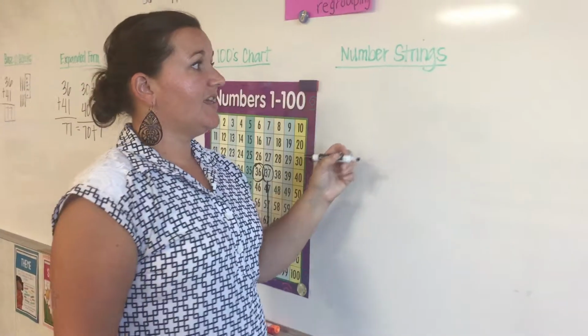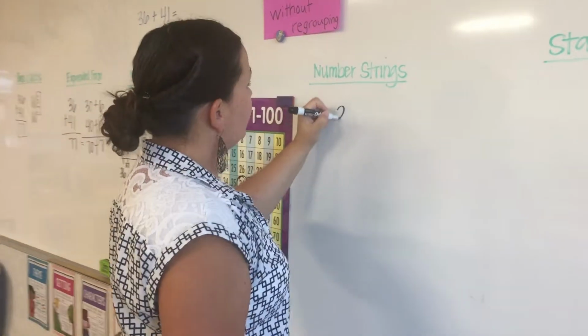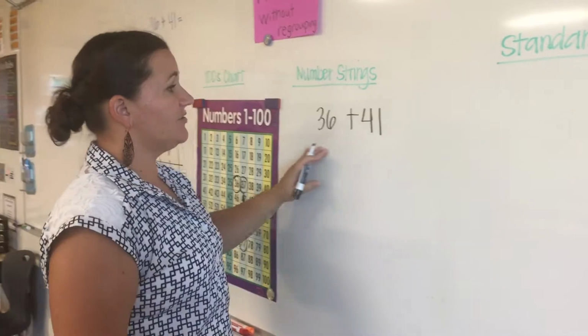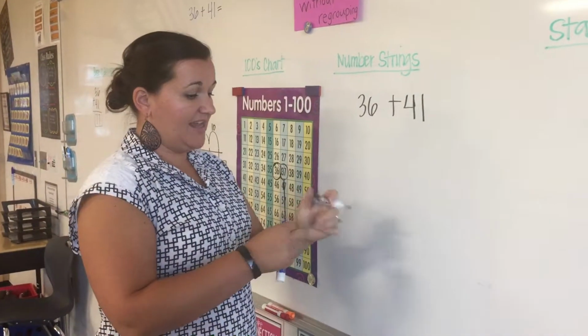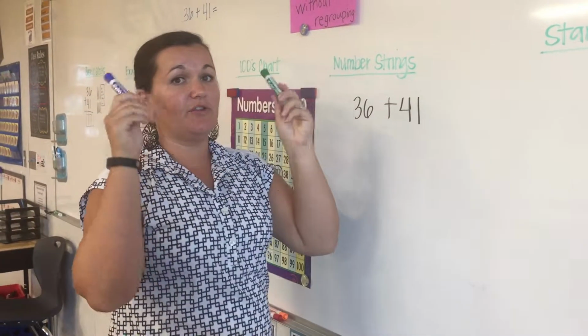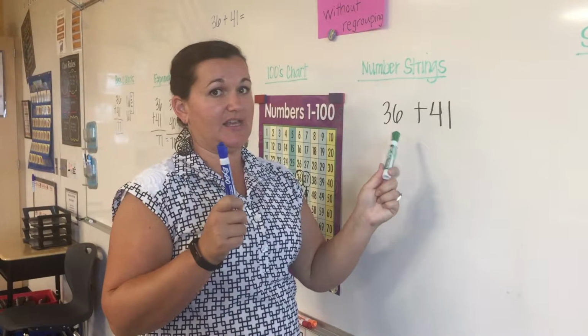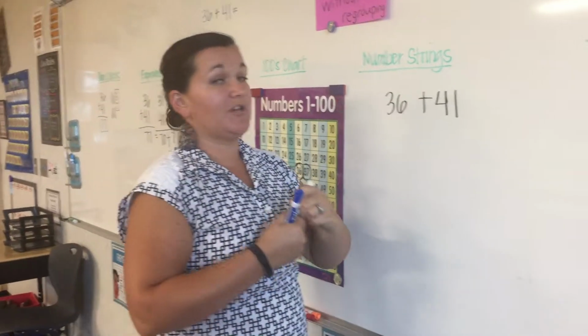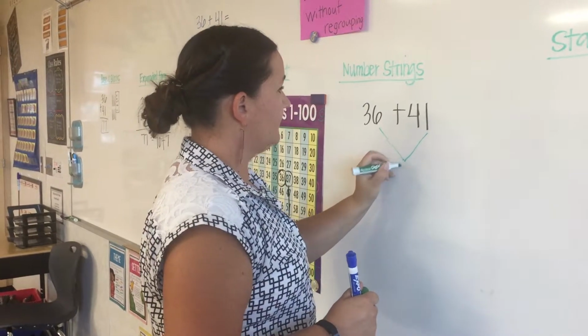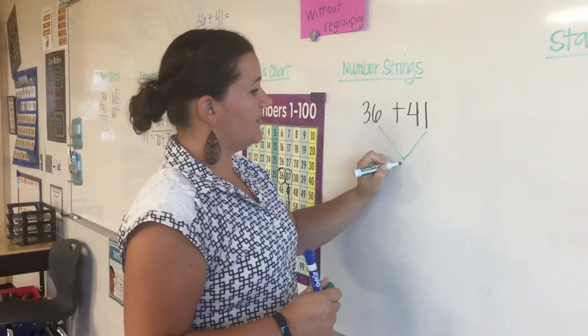Number strings. Lots of kids like number strings. When I use number strings, I like to write it out across. And then I like to use colors to help me keep track of my 1s and 10s in this case. So I'm going to connect. I'm going to start with my 1s, and I'm going to connect my 1s together. 6 plus 1 is 7.